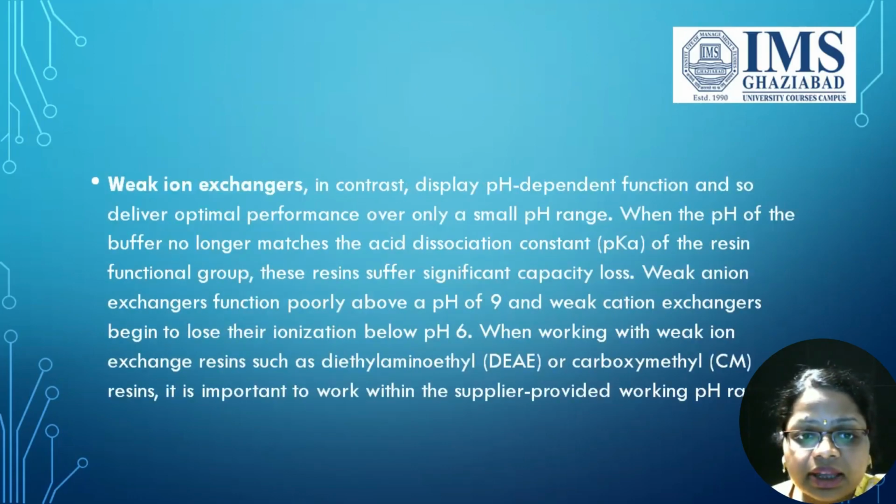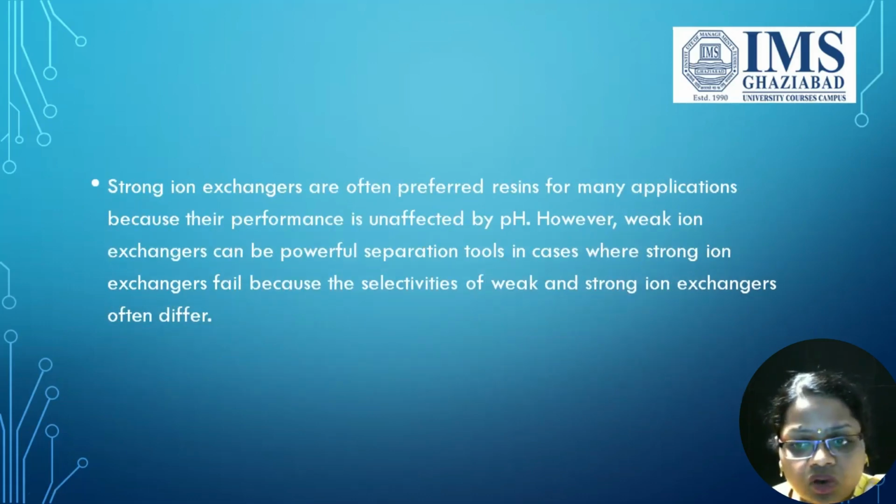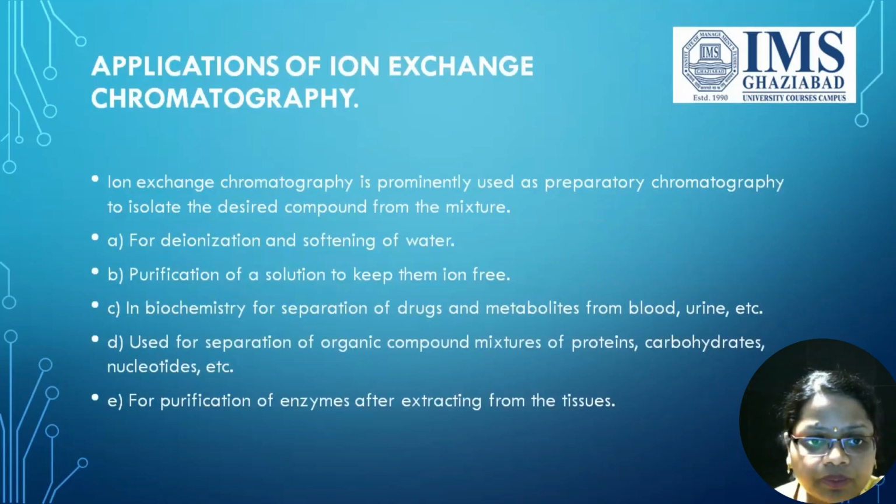Weak exchangers deliver their optimal performance only within a very small range. Means the pH of the buffer no longer matches the acid dissociation constant of the resin functional group, and these resins suffer significant capacity loss. So we have weak exchangers like diethylaminoethyl (DEAE) or carboxymethyl. These are important weak exchangers. Strong exchangers, as we already discussed, their performance remains unaffected over a considerably good pH range.